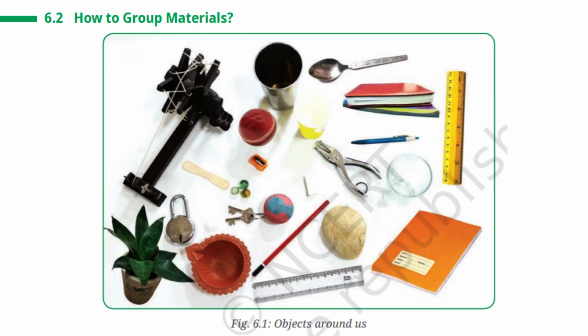Let us explore materials further. How to group materials. So, group the objects shown in figure 6.1 based on any common property such as shape, color, hardness, softness, shine, dullness or materials they are made up of. So students, I will group them on the basis of materials they are made up of. You can also choose other properties like hard, soft, shiny, dull, etc.